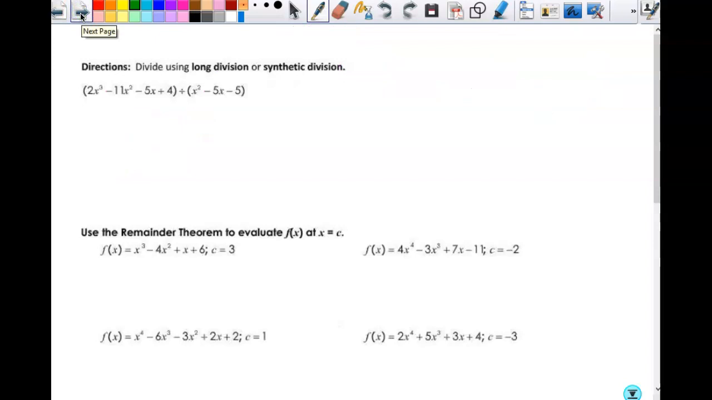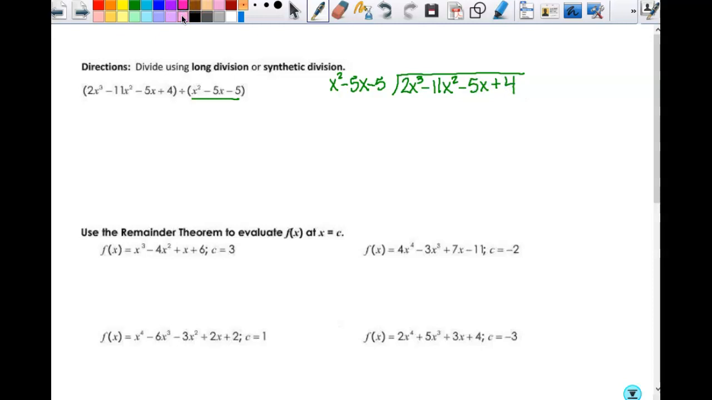All right, so now, again, we're dividing using long division or synthetic division. Well, I really only have a choice here. My only choice here is long division. So x squared minus 5x minus 5 is going to divide into 2x cubed minus 11x squared minus 5x plus 4.